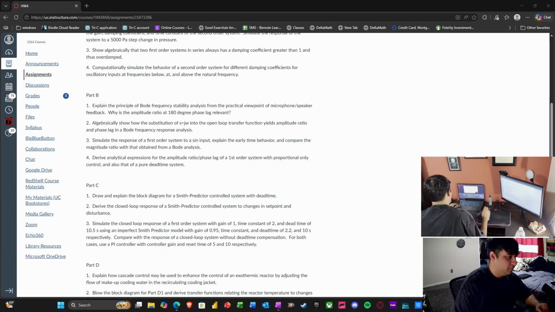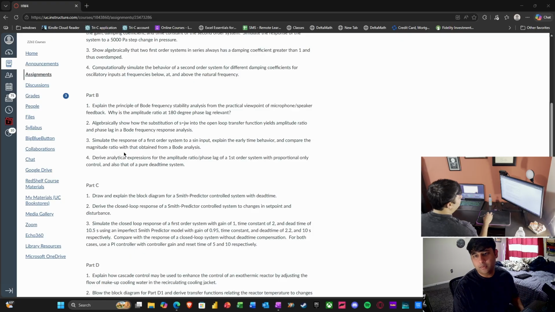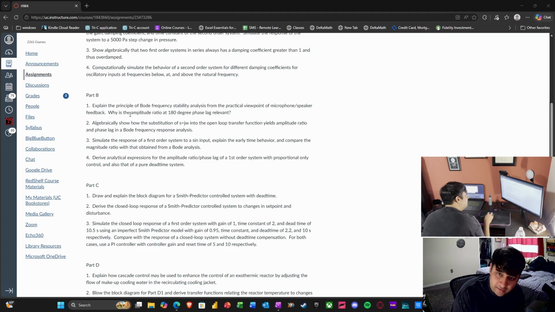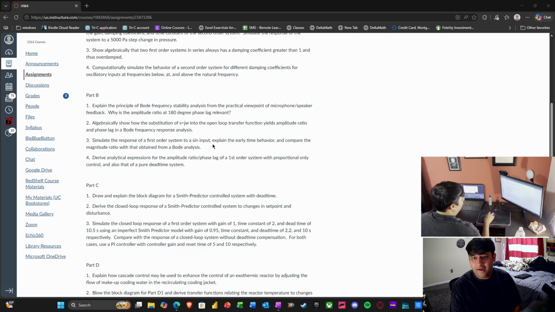Hello, this is homework for part B for PDC, and what we're going to do today is explain the principle of Bode frequency stability analysis from the practical viewpoint of a microphone and speaker feedback. Why is the amplitude ratio at 180-degree phase lag relevant? And we're going to algebraically show how substitution of s = jω into the open loop transfer function yields amplitude ratio and phase lag in a Bode frequency response analysis.